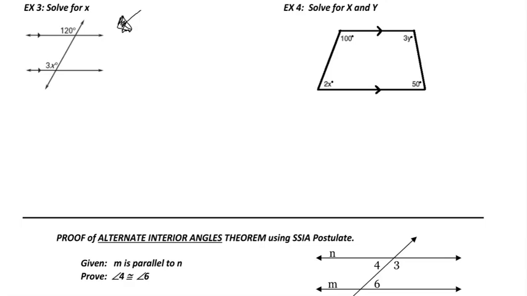Okay, these are corresponding angles, top left, top left. Corresponding angles are congruent, so therefore you can set them equal to one another.